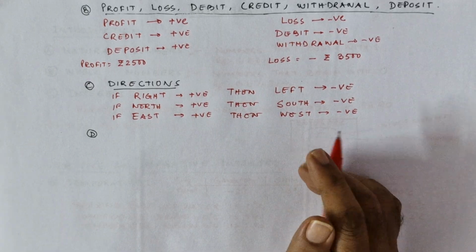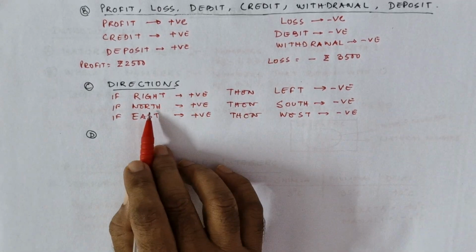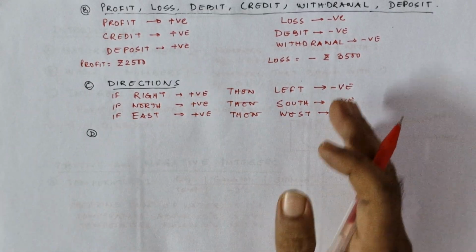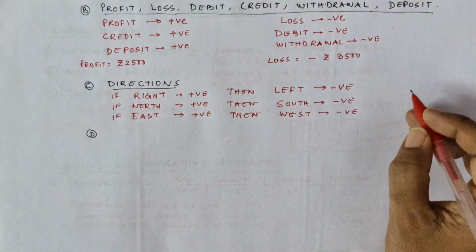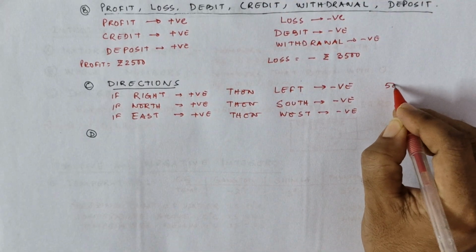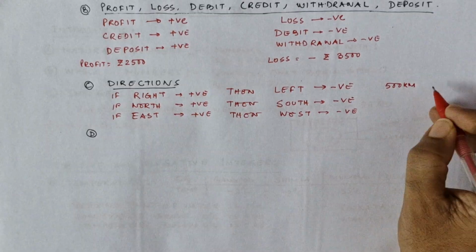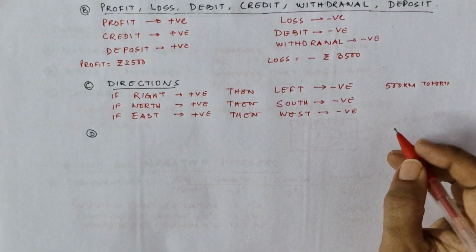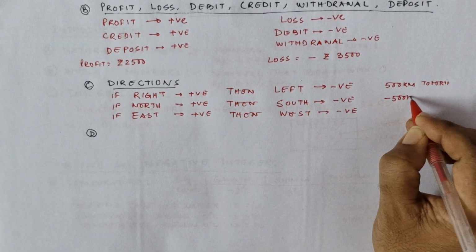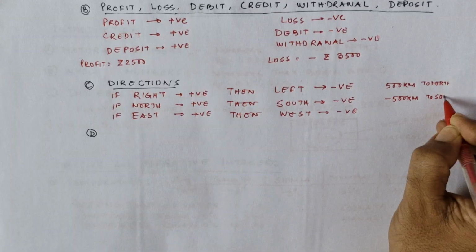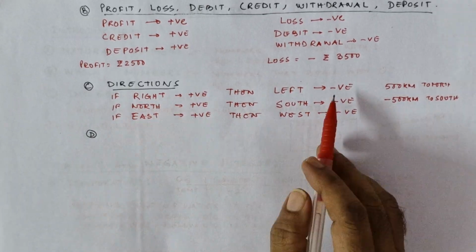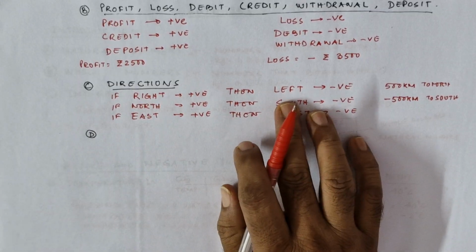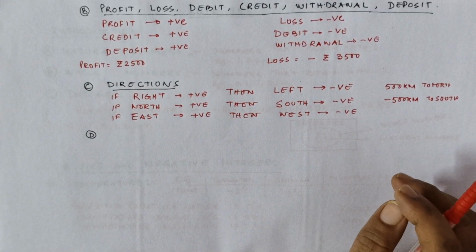So if somebody goes north 500 kilometers, I'll give you some examples. If somebody moves 500 kilometers to north, how will you represent it? So simple, 500 kilometers to north. If somebody moves 500 kilometers south, then minus 500 kilometers. Similarly for right and left, if somebody moves 20 meters to right, it's plus 20 meters. If somebody moves left 20 meters, then minus 20 meters, right?